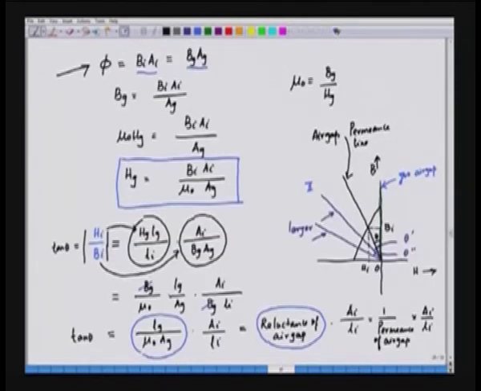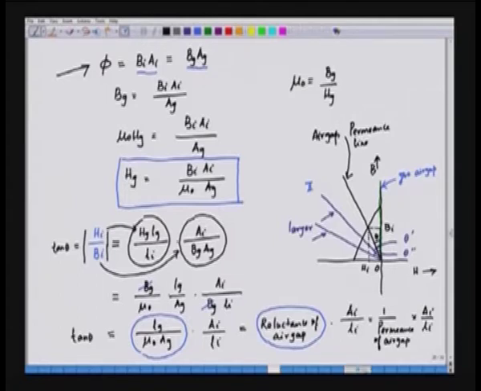Okay. Reluctance of the air gap into Ai by Li. So, Ai is the cross section area of iron, Li is the length of iron. So, tan theta is equal to reluctance of air gap into Ai by Li.